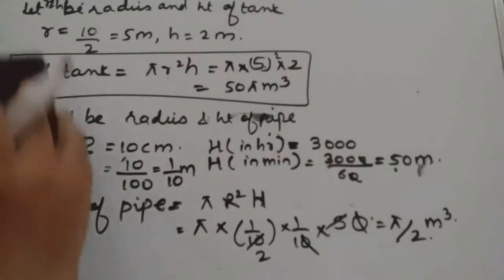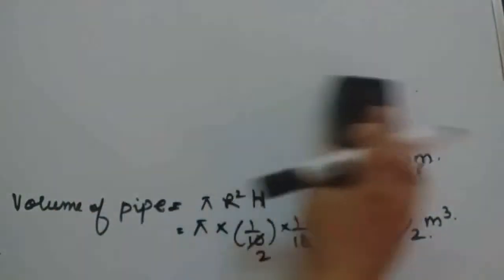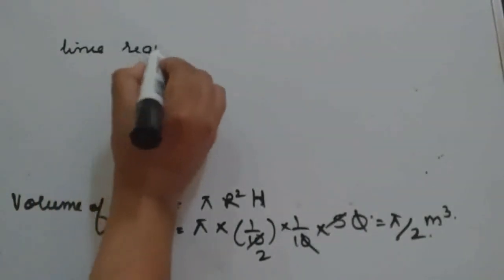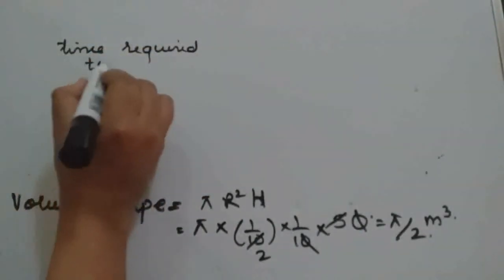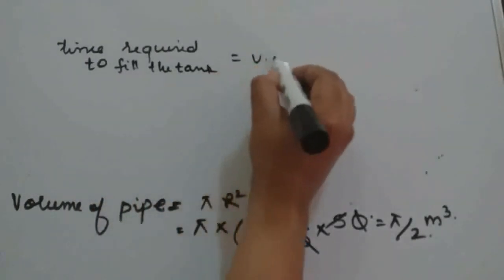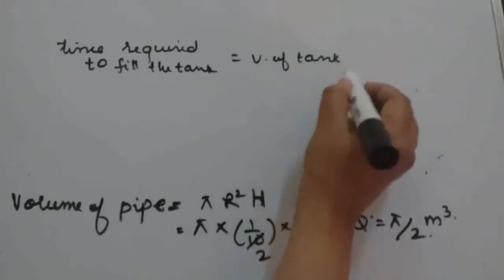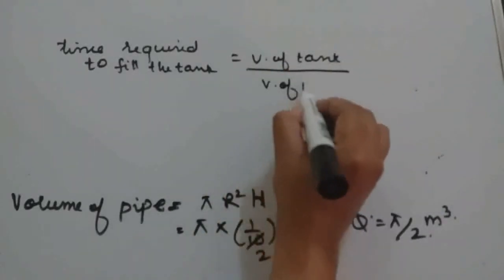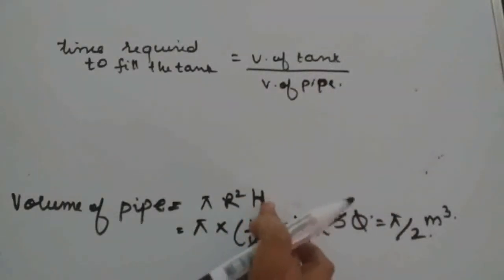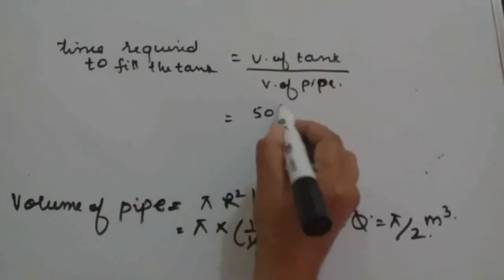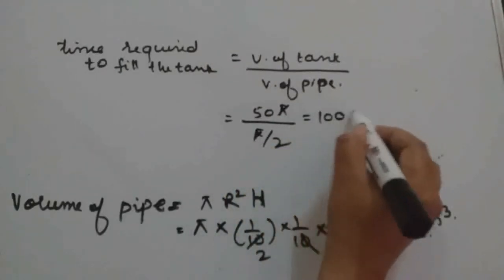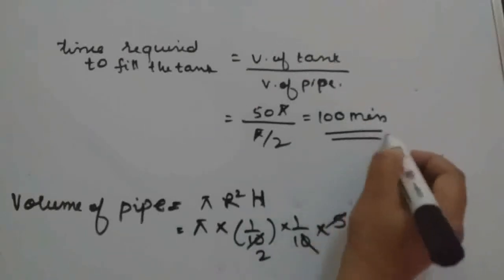Now to find the time required. Time required to fill the tank will be the volume of the tank divided by the volume of the pipe in 1 minute. This is in 1 minute because the height is per minute. So 50 pi we got, and this is pi by 2. So pi will go, 100 minutes, we can say.